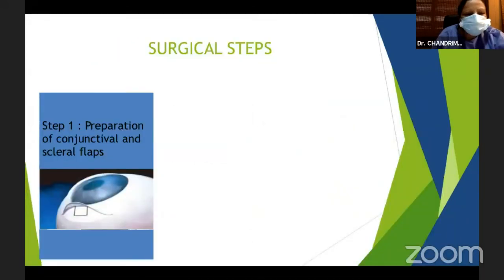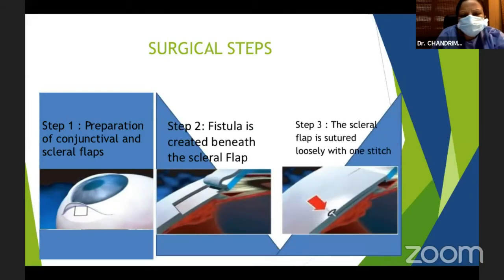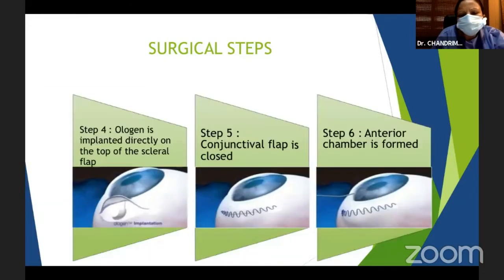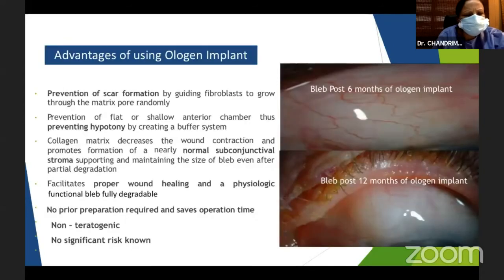So to just go through the surgical steps: preparation of the conjunctival flap, you make your ostium as you normally do, then the scleral flap is sutured. The Ologen is implanted directly on top of the scleral flap, and the conjunctival flap is closed, and the anterior chamber is formed. I'll skip through the rest because Dr. Suchandra has very well presented the complications and all that of mitomycin, followed by the others as well.